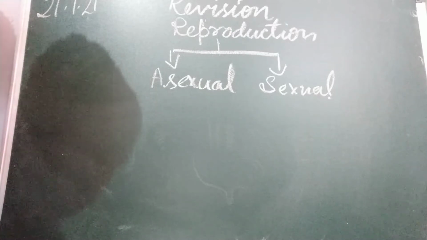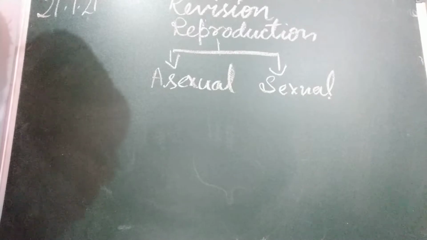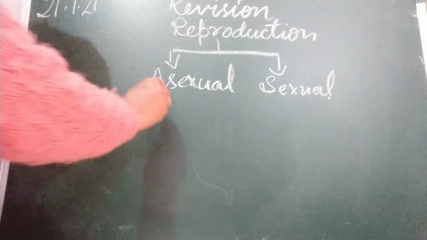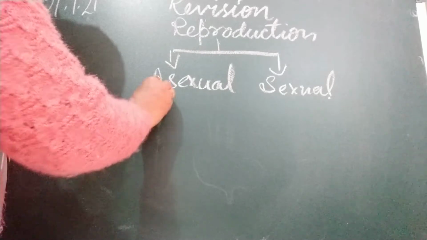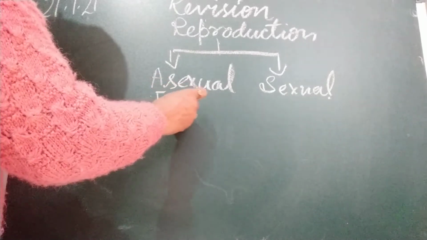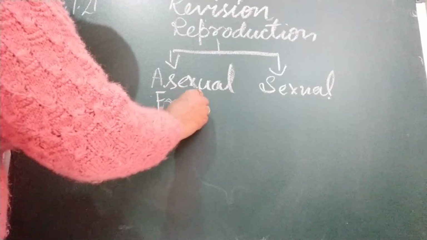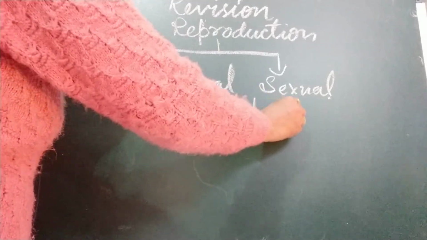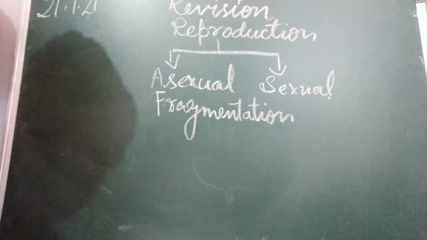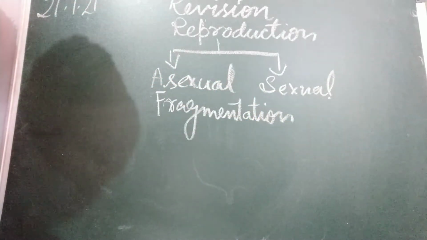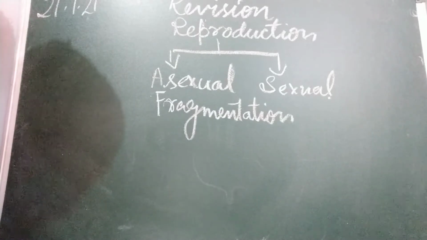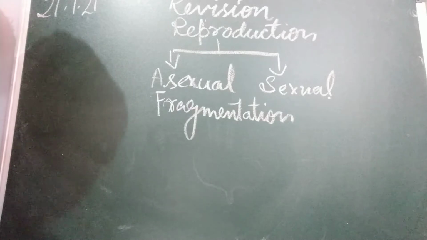In plants, asexual reproduction occurs without seeds. And the ways are, I am going to tell you. First is fragmentation. In fragmentation, the body of the parent breaks into distinct pieces, each of which can produce an offspring. Example, Spirogyra.